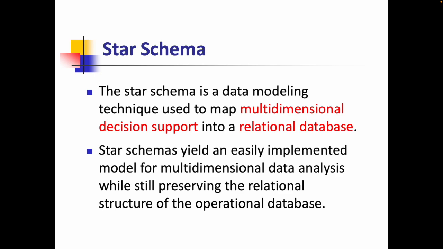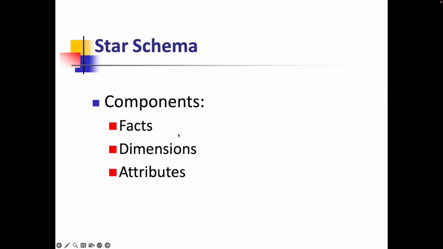Let's talk about the star schema, which we are going to use also for your assignment 3. So the star schema is the data modeling technique that we use for multidimensional data modeling that is mainly used for data warehouses. There are 3 main components: facts, dimension, attributes.